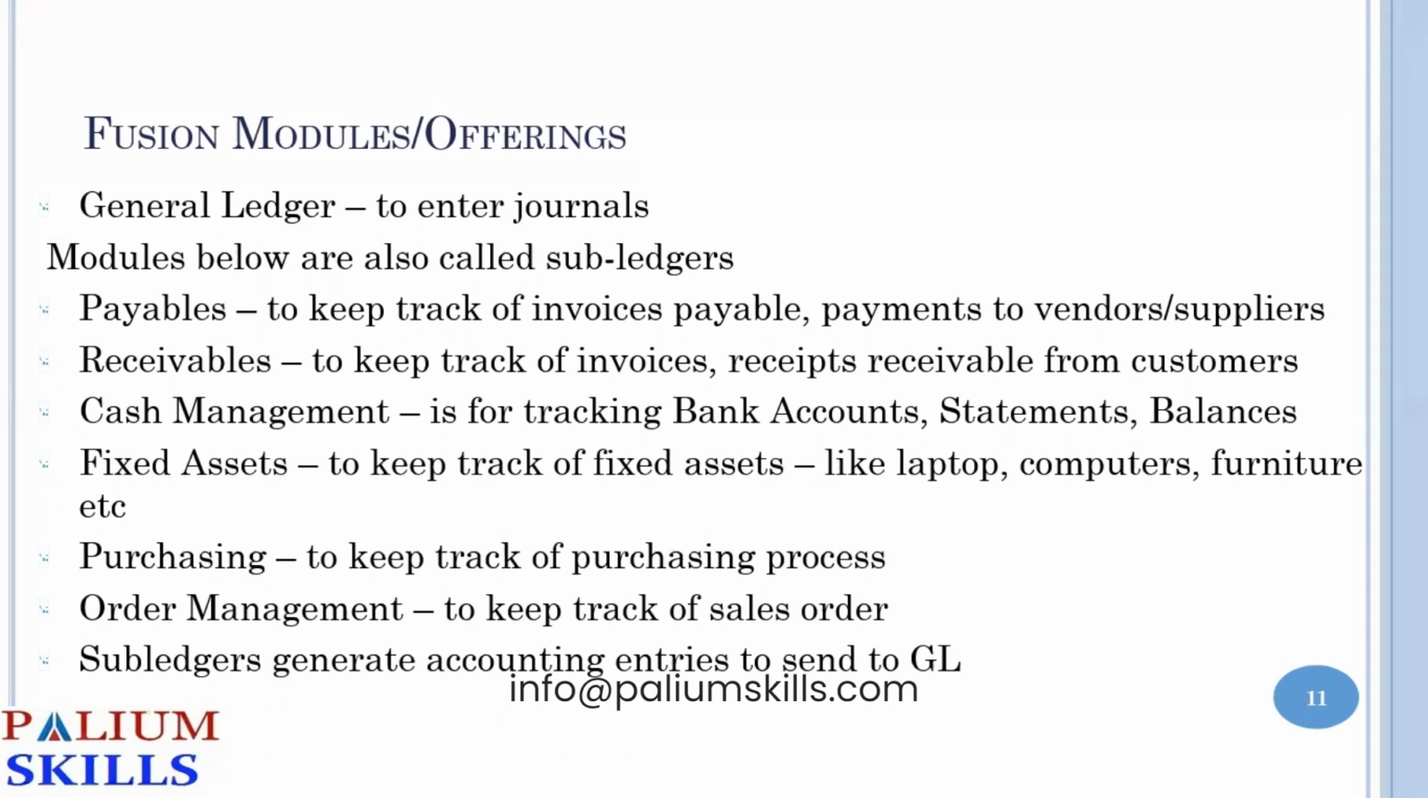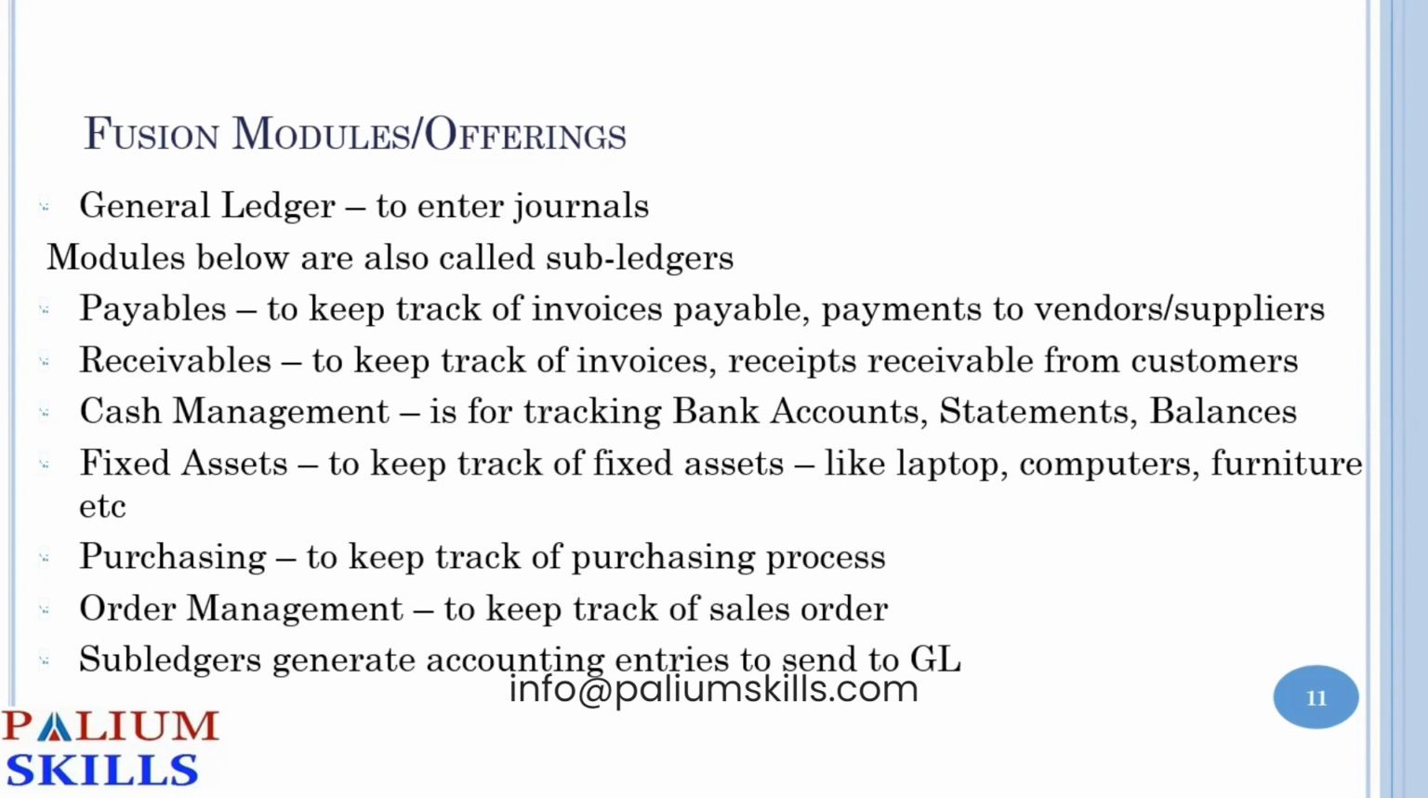Cash management is for tracking bank accounts, statements, balances. Fixed assets is to keep track of fixed assets like laptops, computers, furniture, etc. Purchasing module is to keep track of purchasing process. Order management is to keep track of sales orders. Subledgers generate the accounting entries that have to be sent to GL every month, every period.